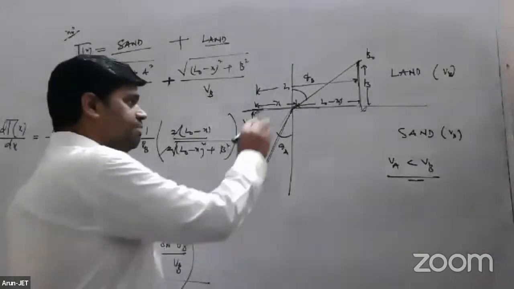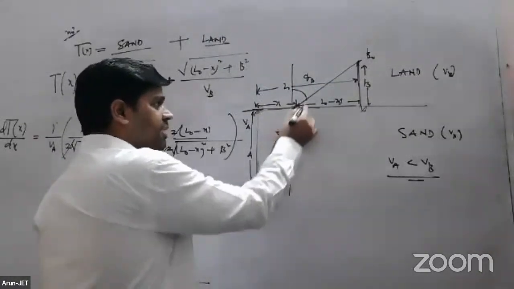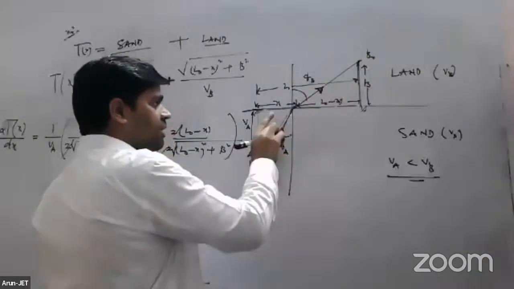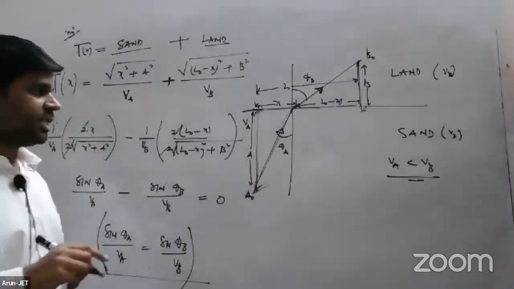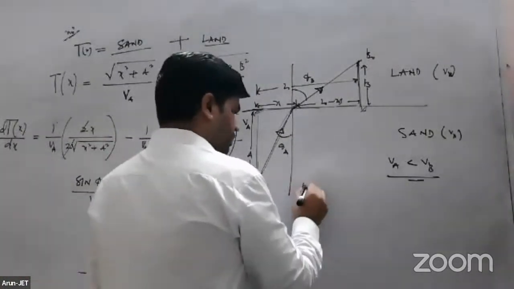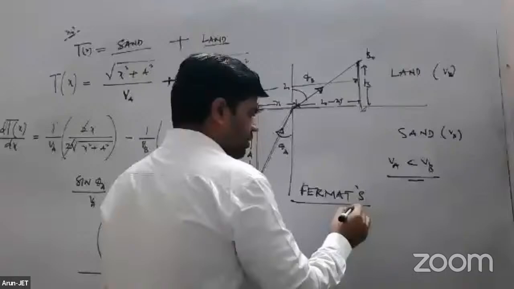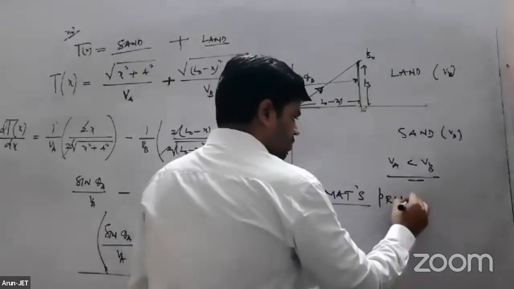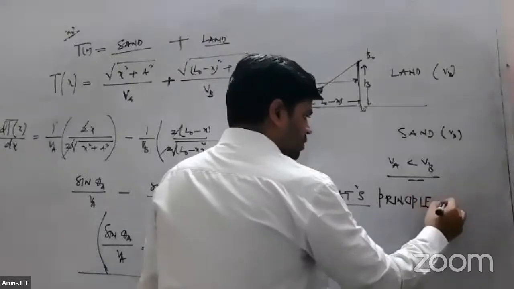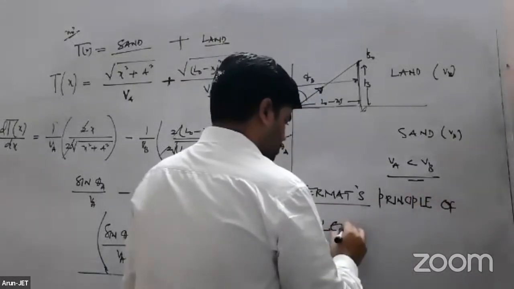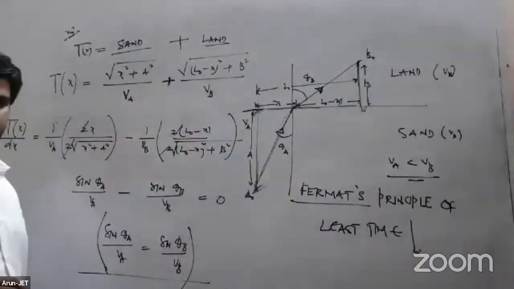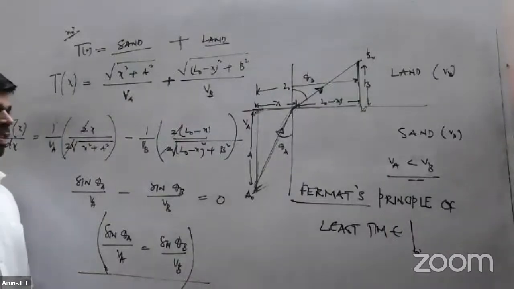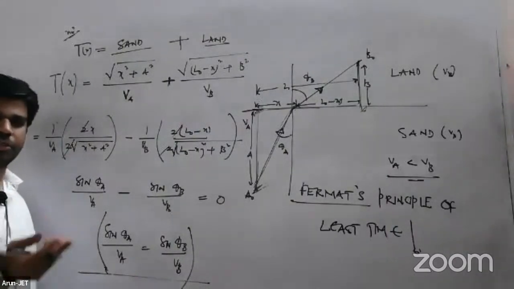That means I should follow the path in such a way that it is the one taken by the light. If light passes from here, just as it refracts, my path should also refract the same way. So this comes from Fermat's principle of least time. Don't worry, you can ignore this word right now; we can do it again. Fermat's principle of least time. It's actually Fermat, the T is silent, but that's okay.